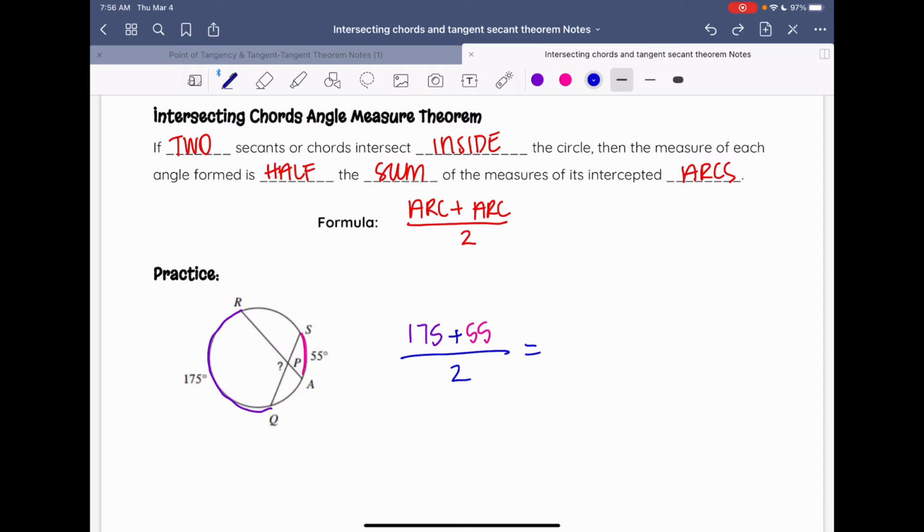So I'm going to plug that into my calculator. 175 plus 55 gives me 230, and so all I have to do is take that sum and divide it by 2. So my question mark is 115 degrees.